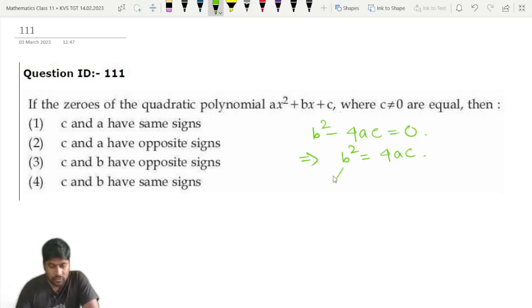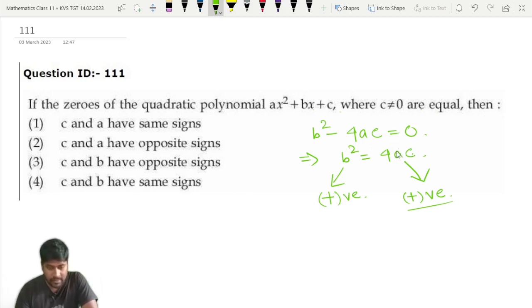Okay, so the left hand side, what we are seeing, is a positive quantity. So the right hand side should also be a positive quantity. Now under which condition will the right hand side be a positive quantity? A and C must have the same sign.